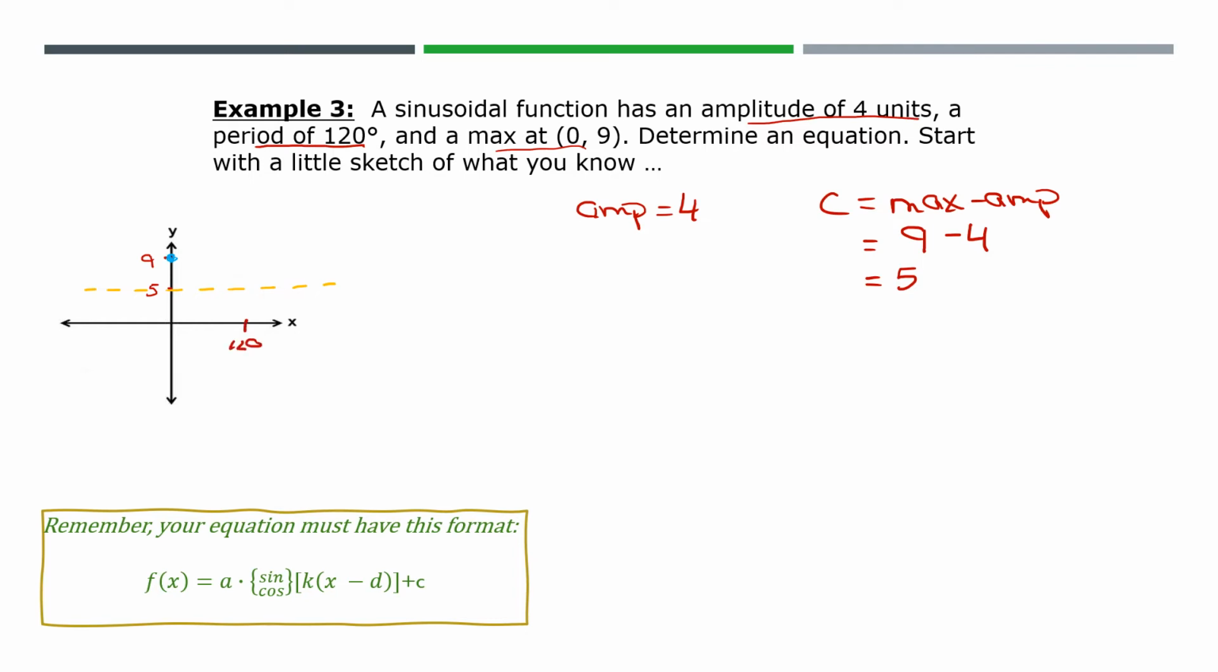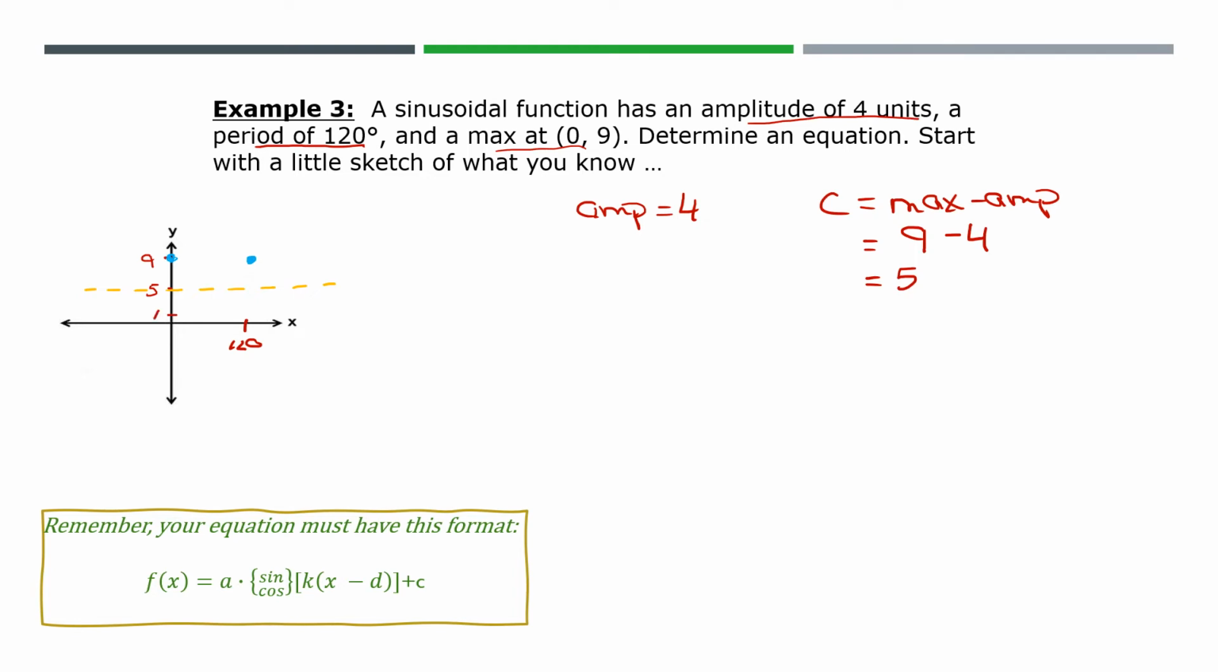So because of symmetry, if I had a maximum at 0, I'm going to have another maximum at 120. I've got to fit one cycle between those two blue dots because I know the period is 120. So what's the minimum going to be? What's the lowest value going to be? The minimum will be 4 units below 5, so the minimum will be at 1.